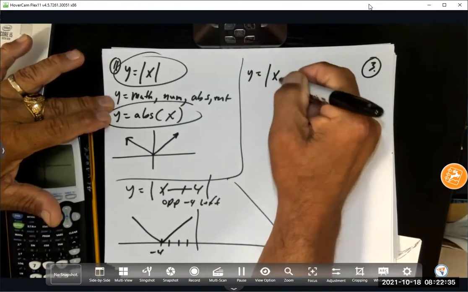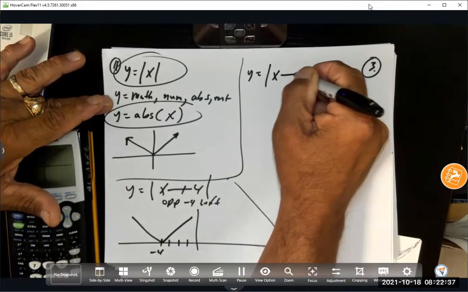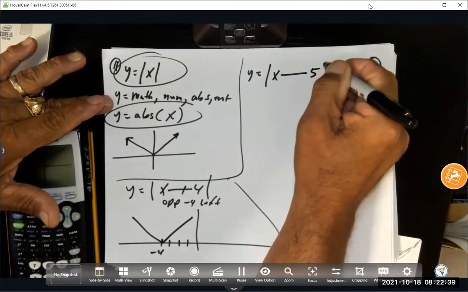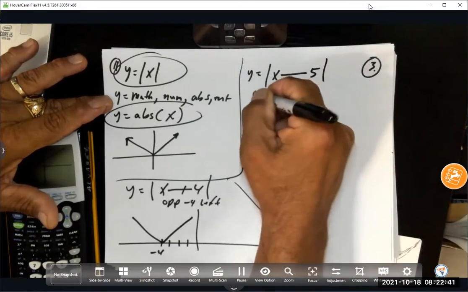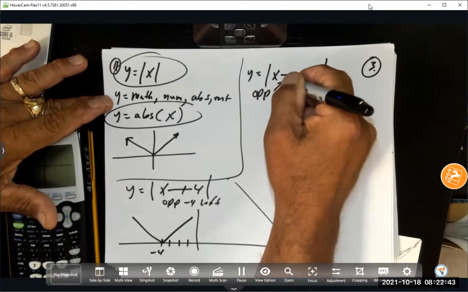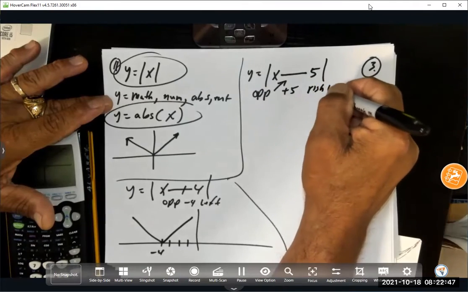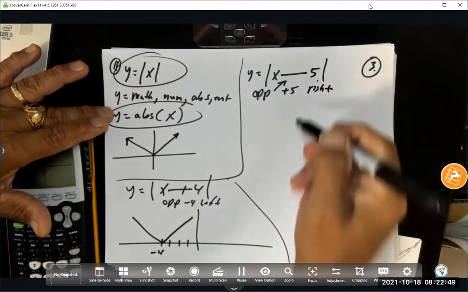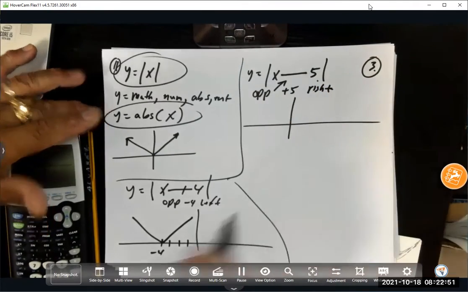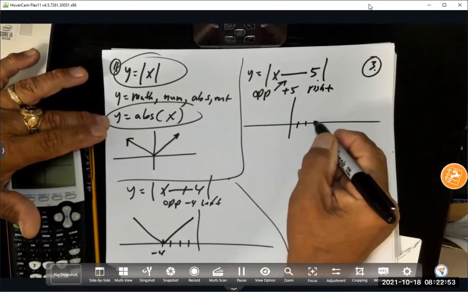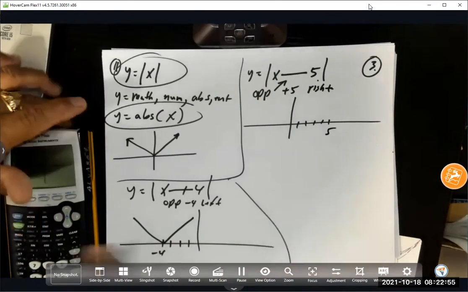And now this one. How about this one? X minus 5. Absolute value. It's going to do the opposite, and the opposite of this is going to go +5 to the right. Okay, +5 to the right. So when I draw this thing, you know it's going to shift over 1, 2, 3, 4, 5 places over here somewhere. But let me do it in the machine.